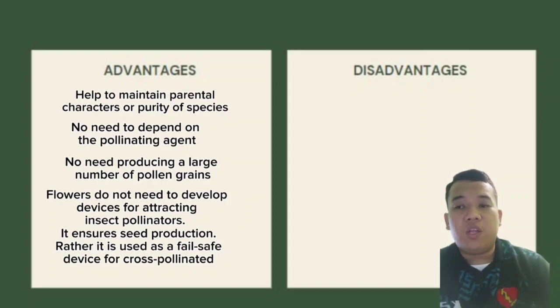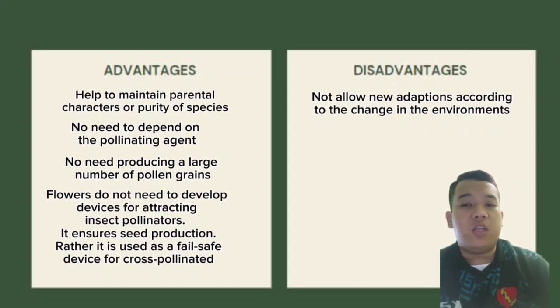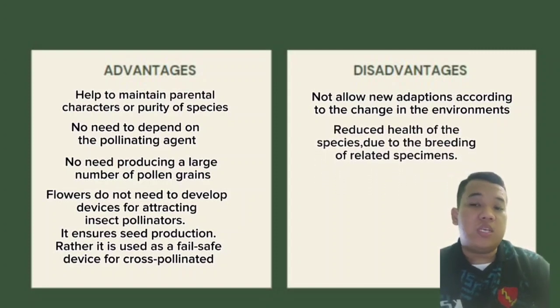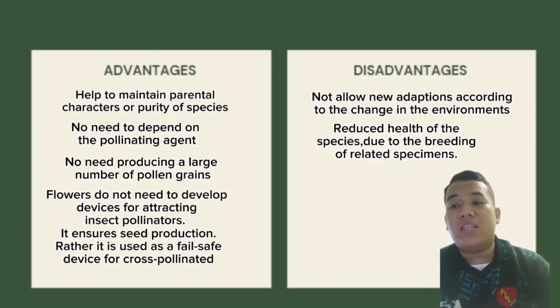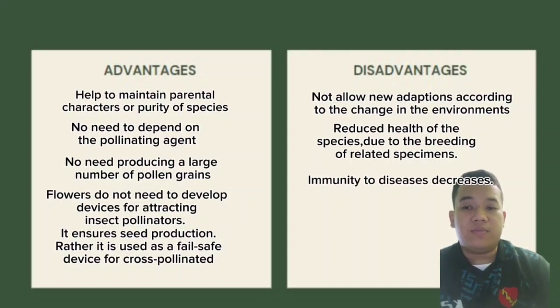Disadvantages of self-pollination: first, self-pollination does not allow new adaptation according to changes in the environment. Second, it can lead to reduced health of the species due to the breeding of related specimens. And lastly, immunity to disease decreases.